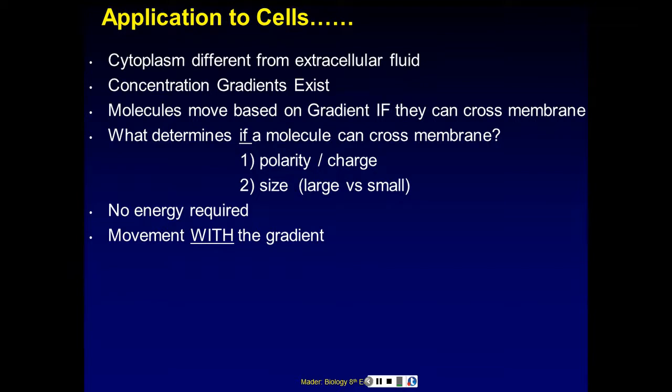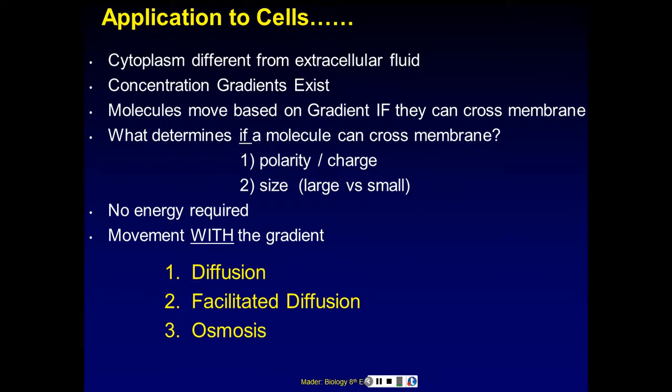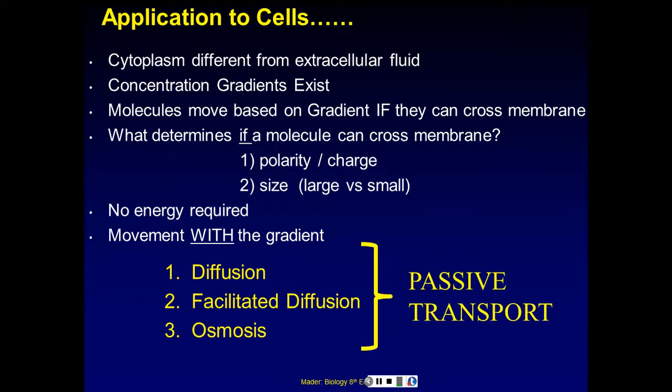There are actually 3 types of transport that involve this concept. We call them diffusion, facilitated diffusion, and osmosis. So again, all 3 of these are movement across the membrane with the gradient without any energy exerted. And molecules that can do these 3 things would have to have the right polarity, and they would have to have the right size. Again, all 3 of these, no energy required, so we call them passive transport. All 3 of these would be considered transport that is passive across the membrane.